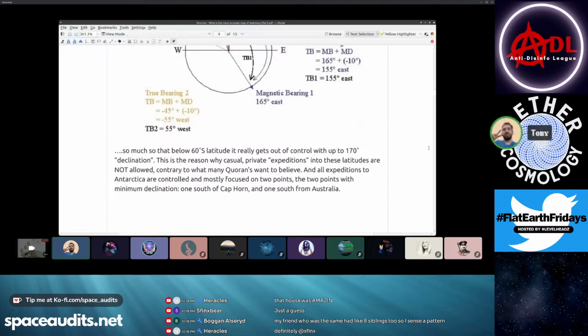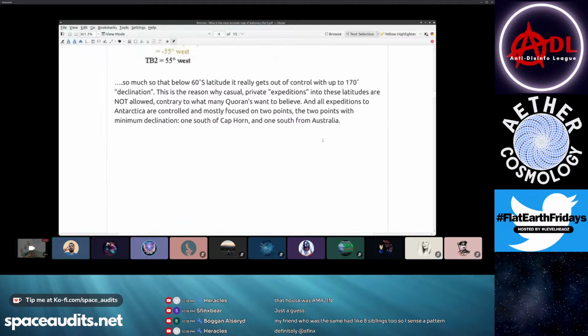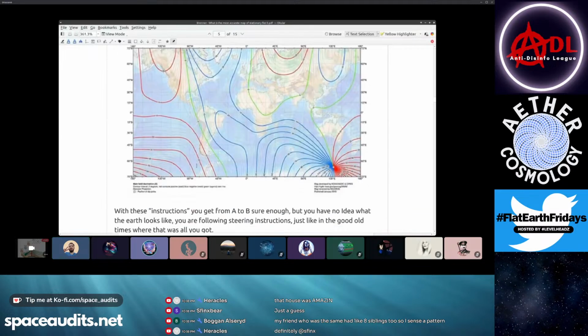And all expeditions to Antarctica are controlled and mostly focused on 2 points. The 2 points with minimum declination, one south of Cape Horn and one south from Australia. Here, and I think right around here.